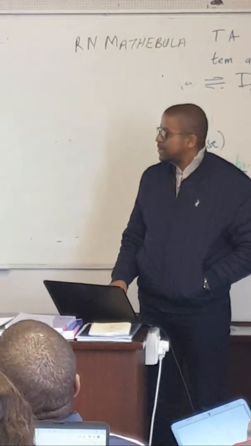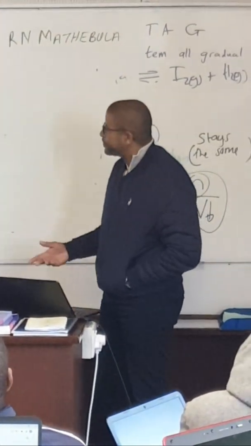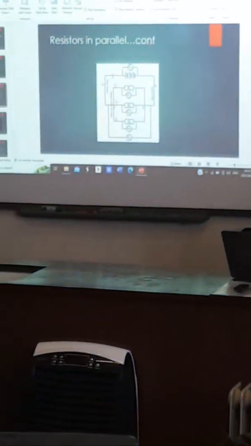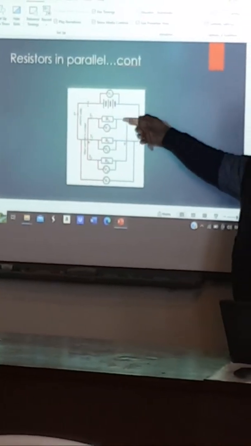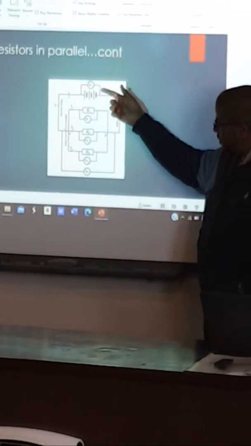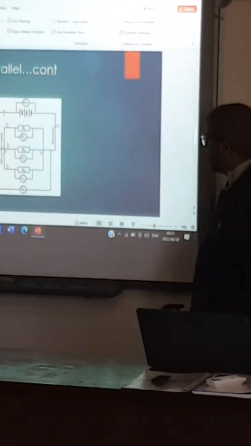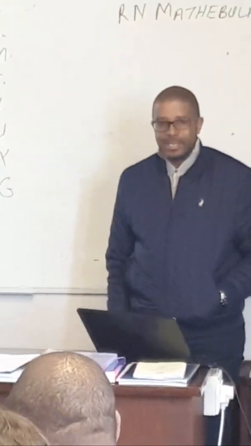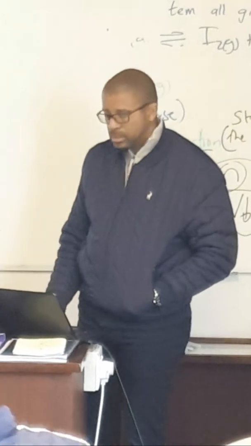We did the same thing with the resistors in parallel. This is the diagram to illustrate that. We said that they have the same potential difference, so the total equals V1, V2, and V3 across the whole branch. We said they divide the current, and again we put that into words.